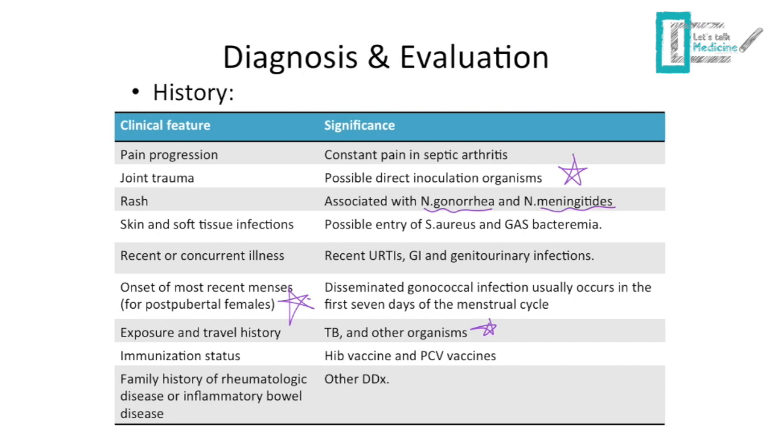Ask about immunization status, because of the pneumococcal vaccine and Hep B vaccine, as their absence can predispose to septic arthritis. Ask about family history of rheumatologic disease and inflammatory bowel disease, because in Crohn's disease and ulcerative colitis, arthritis can be one type of manifestation. Also rheumatoid arthritis, you have to exclude in those patients. Another thing you should know is that most of the time septic arthritis affects one joint, for example the ankle or knee, and it's not migratory. It's not going to affect other joints. It's a very rare event.